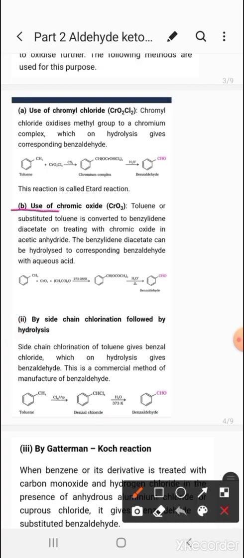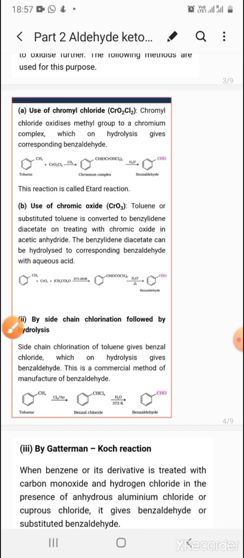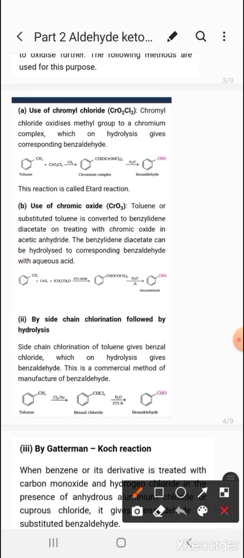Now next is the use of chromic oxide. What you have to do is take toluene, CrO3, which is chromic oxide, and the next is the acid anhydride. So there are two reagents and one substrate, and it will again form an intermediate, and on hydrolysis this benzylidene diacetate is converted into the benzaldehyde. Actually, this intermediate's name is benzylidene diacetate.